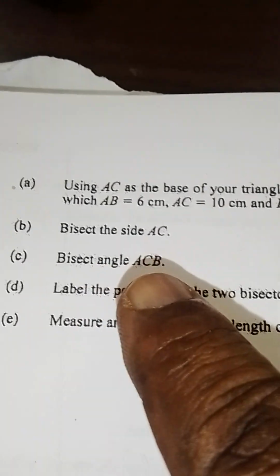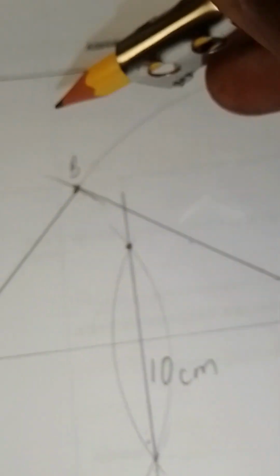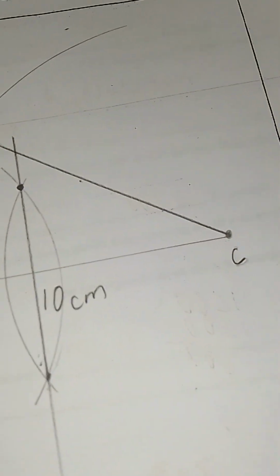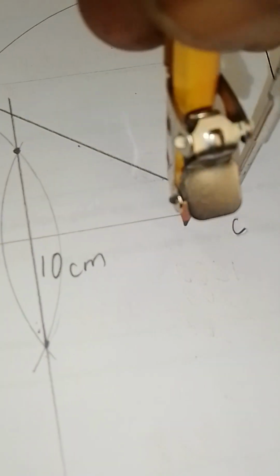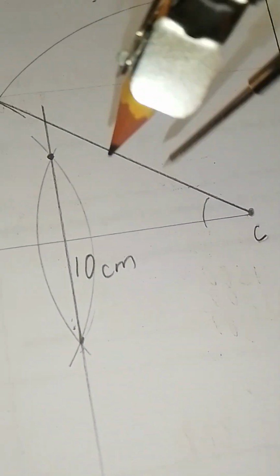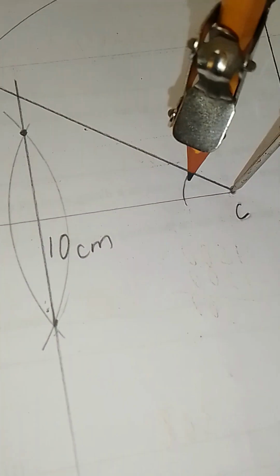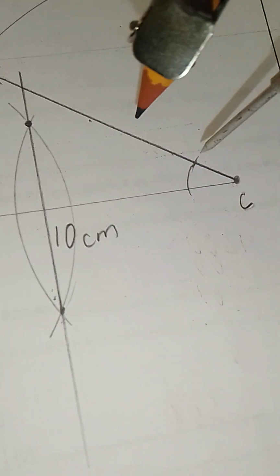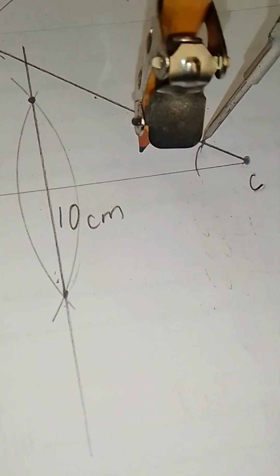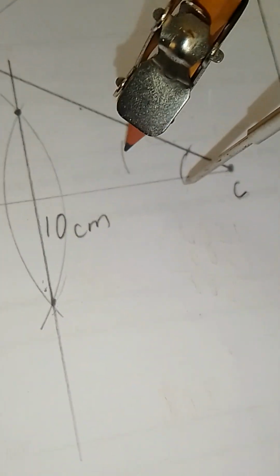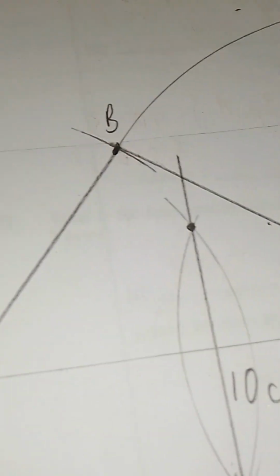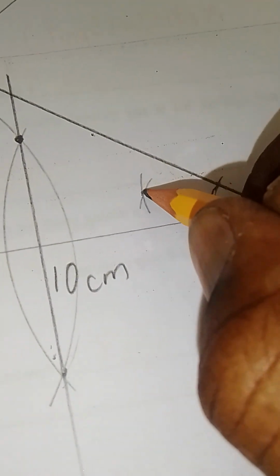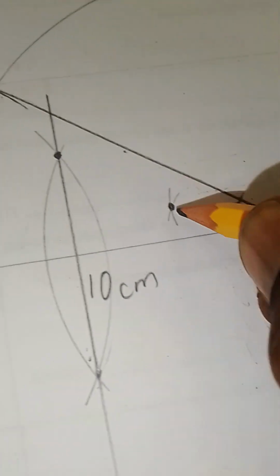bisect angle ACB. Where's angle ACB? ACB. So I'm going to bisect this angle right here. So now what I'm going to do is open up this to any length. Place the tip here. Draw an arc here. All right. Now I'm going to open a little wider because it seems to be slipping here. So I'm going to draw an arc here. Come here. Draw an arc here. So now I'm going to place a point here, and then draw a line from here through here, okay? 1 second.